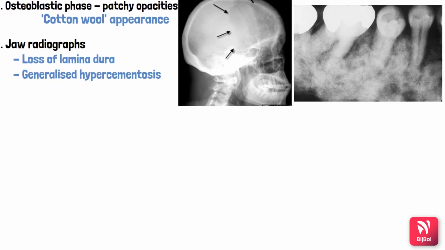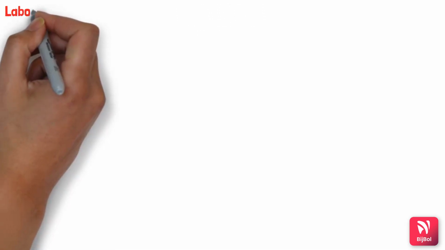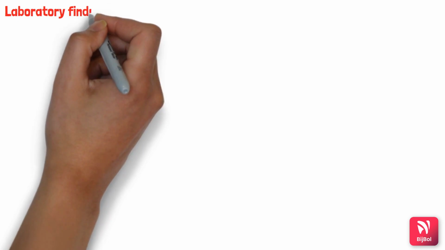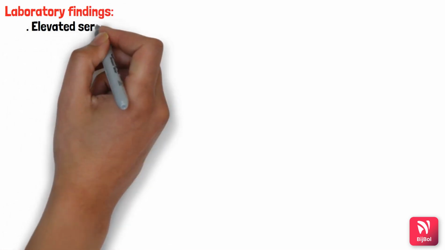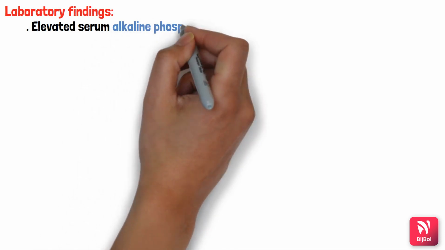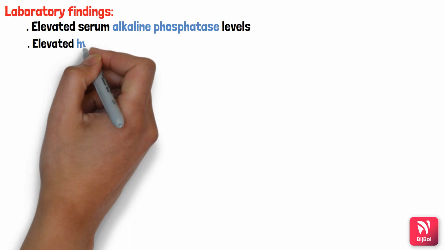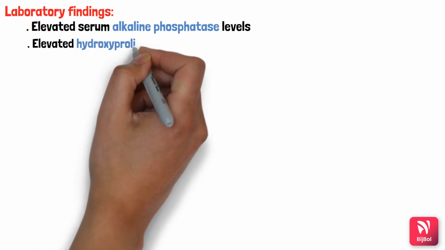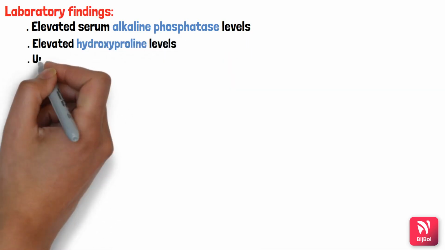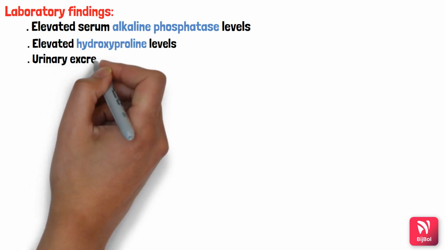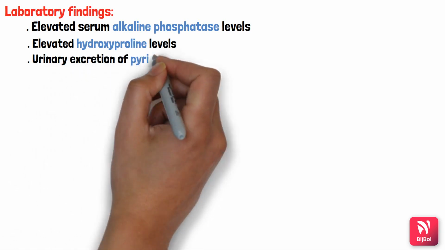So next is laboratory findings. What are the laboratory findings that are observed? Initially, the important feature is that there will be elevated serum alkaline phosphatase levels. This is a very important feature, where the alkaline phosphatase levels may go as high as 250 Bodansky units also. And as there is resorption of the bone, because of which there will be so much collagen released into the urine.